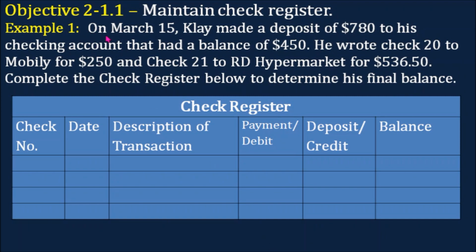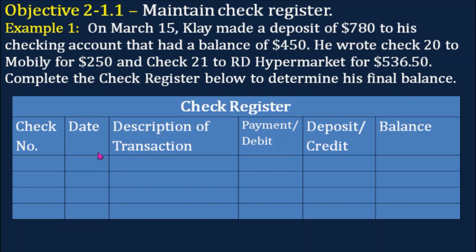Example number 1. On March 15, Klay made a deposit of $780 to his checking account that had a balance of $450. He wrote check 20 to Mobily for $250 and check 21 to RD Hypermarket for $536.50. Complete the check register below to determine his final balance.